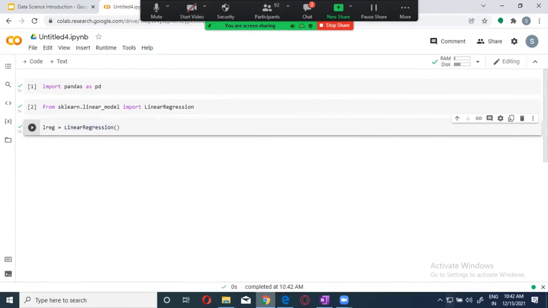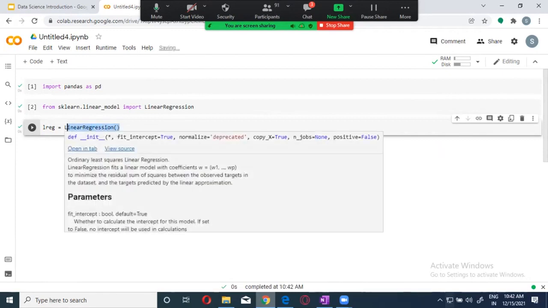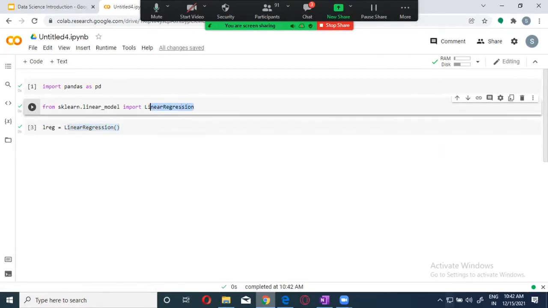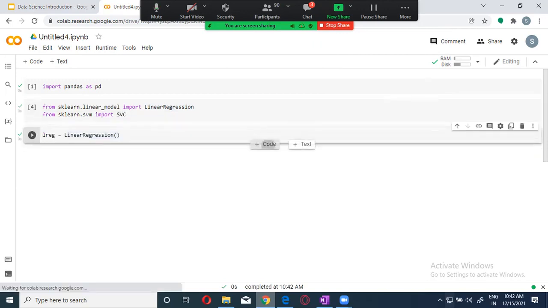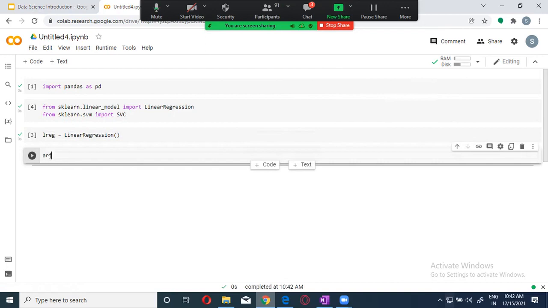That's it, nothing else. Now you may ask me where is the formula? Here there is a formula. The Python people have already built it internally. You are just using that. Now you must have heard about maybe decision tree or SVM. SVM is very powerful. You can say from sklearn.svm import SVC. You do it and then create the model, SVC equals SVC. That's it, guys. This is the model preparation.